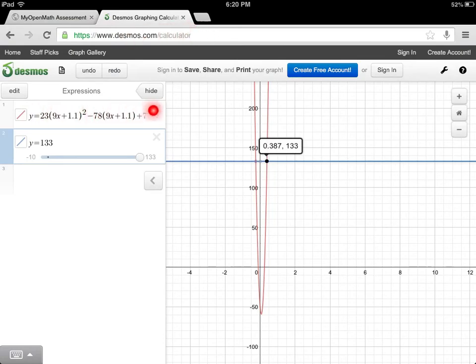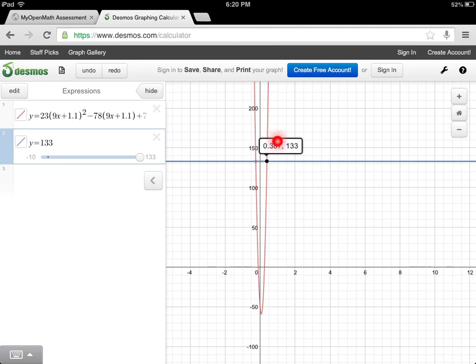What I did is in this first equation, I typed in the equation that I had written, and then I wanted to see where this equation intersects the line y equals 133. So I had it graph the parabola, and then I had it graph that horizontal line, and then I found the intersection. You can just tap on this. You can do this with a graphing calculator also, if you want to. You've got to play with the window a little bit, and that certainly works.